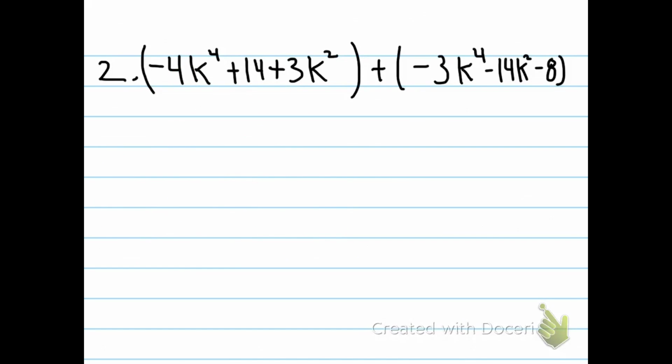So this problem has a couple more numbers, but it's the same thing. I'm going to look for the biggest exponent so that I don't have to write it in decreasing order later. So this is the biggest exponent. This -3 also has a 4 as the exponent. So -4 plus -3 is -7. Then I'm going to just cross both of these out so I know I've used them.